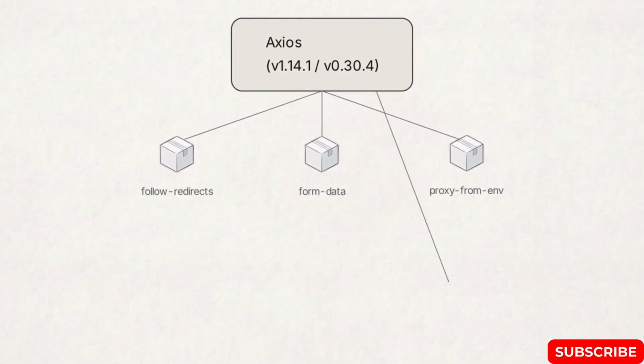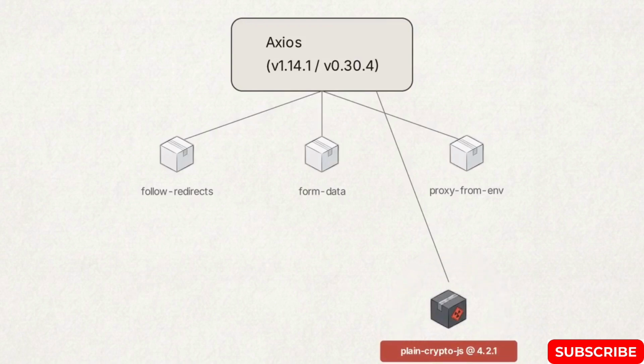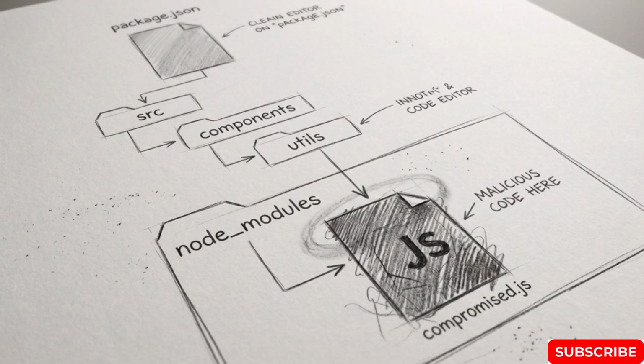The attackers injected a fake transitive dependency named plain-crypto-js version 4.2.1 directly into the Axios package sequence. Security teams audit parent source code. This attack vector weaponizes the implicit trust in those parent packages to execute hidden attacks within the subnodes.